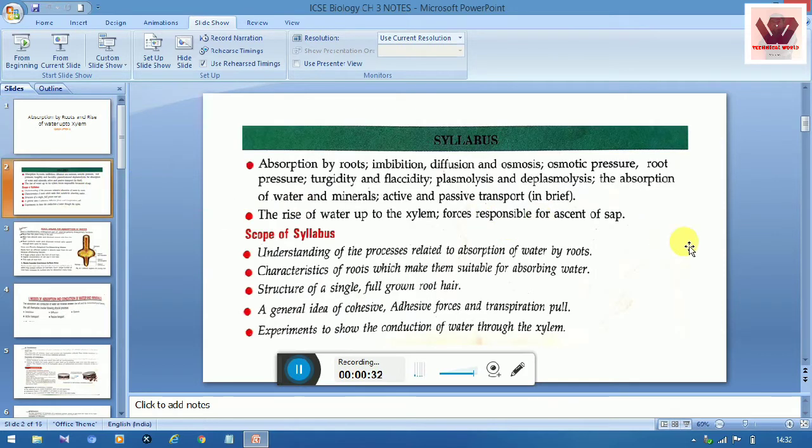Now we shall see the syllabus. What we will learn in this chapter. We will learn absorption by roots, imbibition, diffusion, and osmosis, osmotic pressure, root pressure, turgidity and flaccidity, plasmolysis, deplasmolysis, absorption of water and minerals, active and passive transport. In brief, the rise of water up to the xylem, that is ascent of sap. Now I am moving to the next slide.